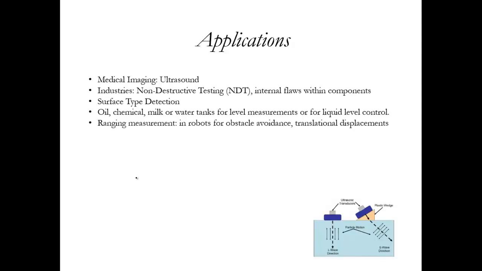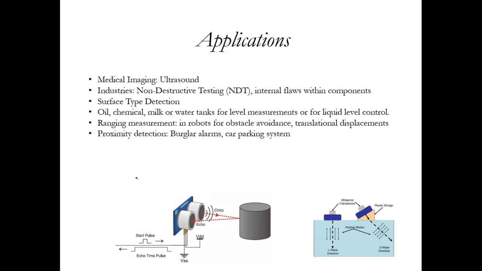And then in robots, we use them for obstacle avoidance. We use them to find out translation displacements. We can use them in car parking systems. You may have seen towards the back of the car that these ultrasonic sensors are installed, which detect the distance between the car end, or you can say bumper, and the wall. These are quite good sensors that we use in our day-to-day life.